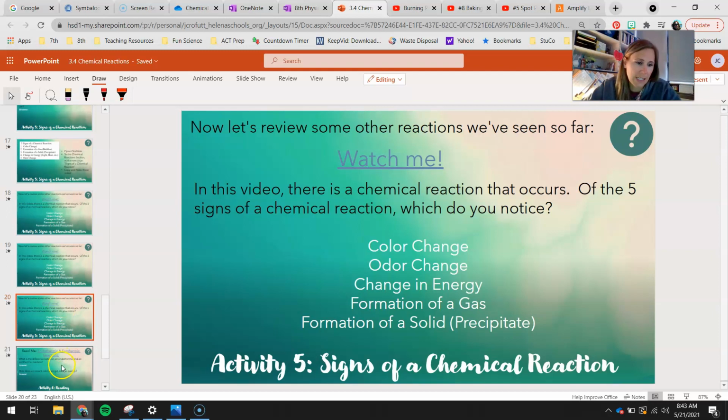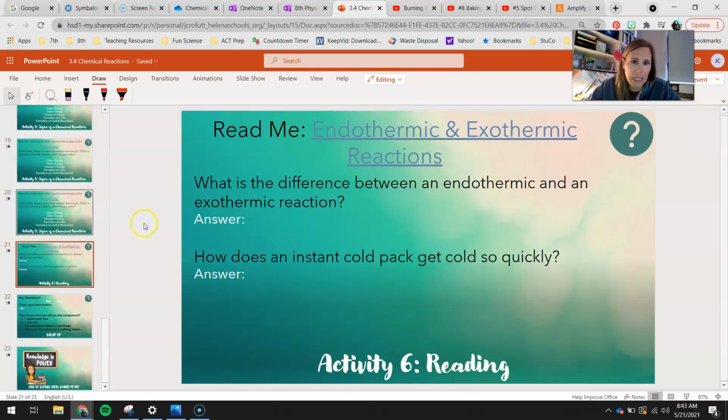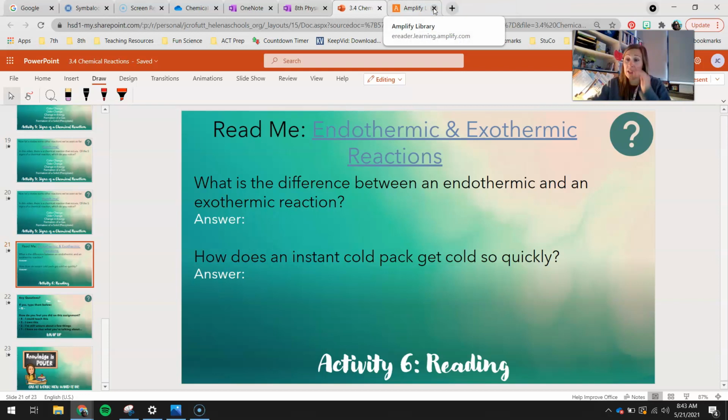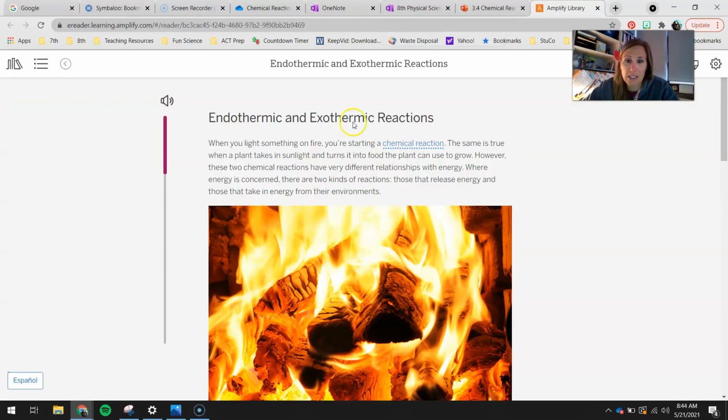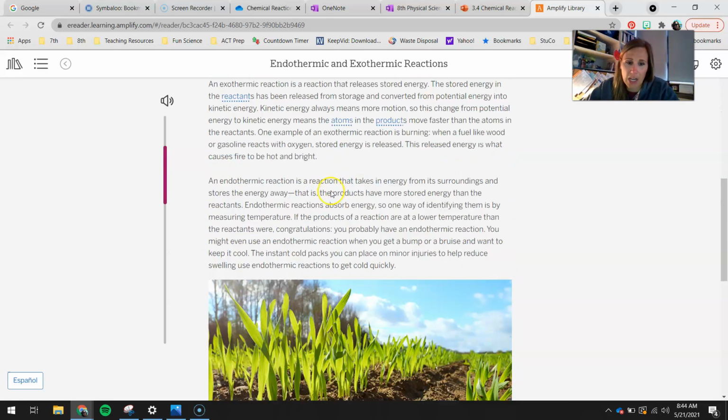All right, your last activity is activity 6, a little reading. You have an article to read here called Endothermic and Exothermic Reactions. This one really focuses on that sign of a chemical reaction with the energy change, mainly heat. Some chemical reactions require heat. You have to heat them up to get them to go, and others produce heat. It looks a little something like this. Obviously, you can see a big change in energy anytime you start a fire. That is light and heat that are produced, so that would be an exothermic reaction.